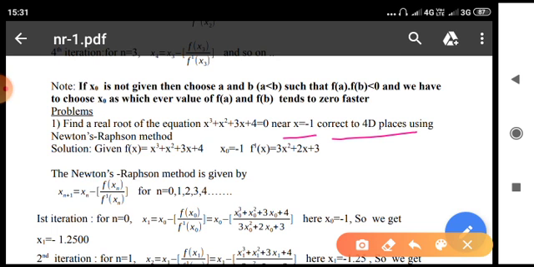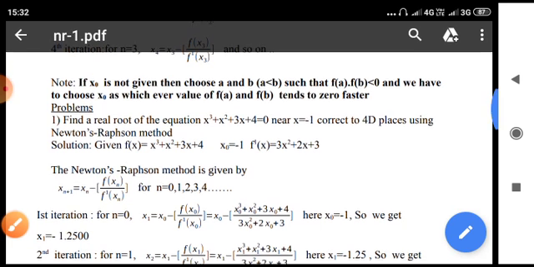Now we first write the data given. Given equation is f(x) = x^3 + x^2 + 3x + 4. And this x = -1 is nothing but x0. x0 is -1. f'(x) = 3x^2 + 2x + 3. Now we write the formula. The Newton-Raphson method is given by x_{n+1} = x_n - f(x_n) / f'(x_n) for n = 0, 1, 2, etc.